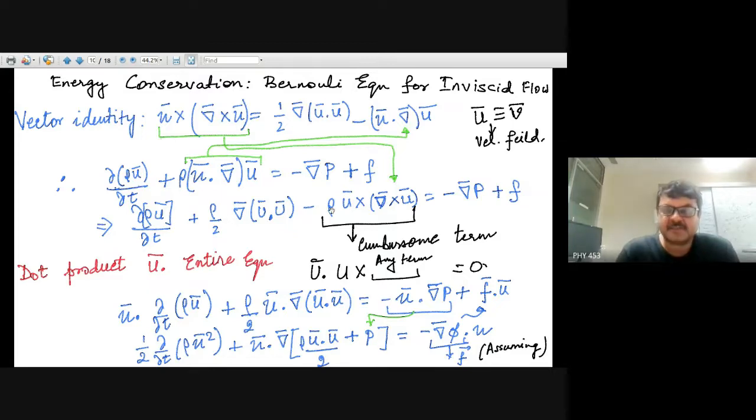Now that's a very extremely cumbersome term, two curls, we don't like curls. On the other hand, we'd like this u dot u, velocity dot velocity, u squared, which reminds you of kinetic energy, of course, right? So we're going to get rid of this term. And how do we get rid of this term? By doing a dot product with u. Now, if there's a curl of u curl, right?